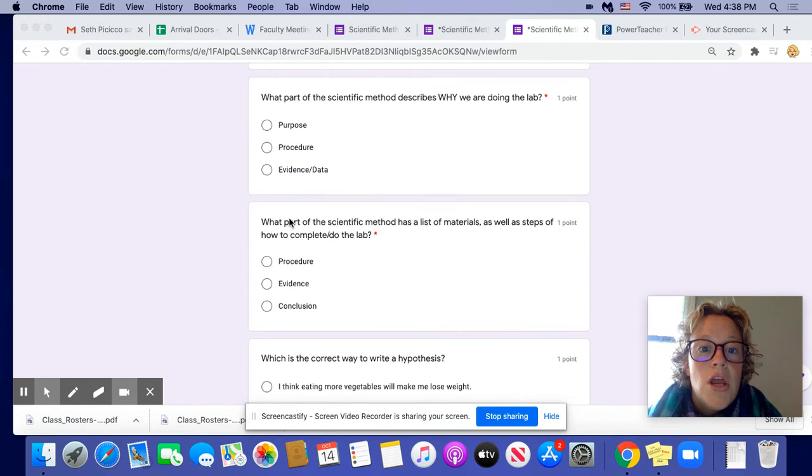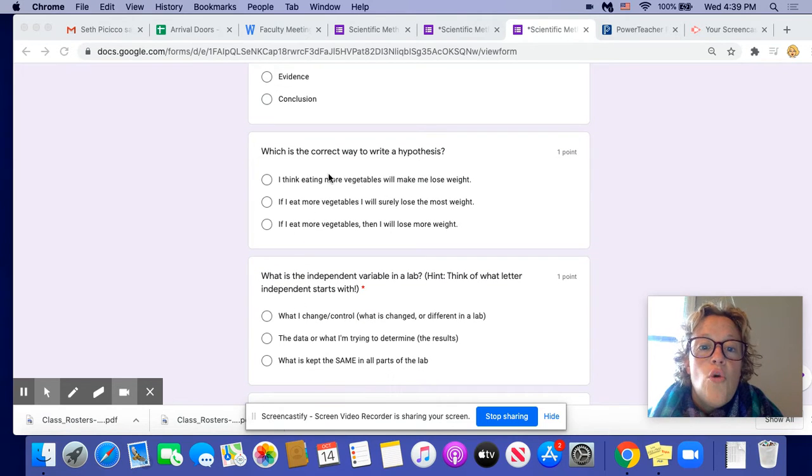Next question. What part of the scientific method has a list of materials? So like we're going to use a beaker and a pipette and this and this and this, as well as steps of how to complete or do the lab. So steps of the lab like 1, do this, 2, do this. Is that going to be the procedure, evidence, or conclusion?